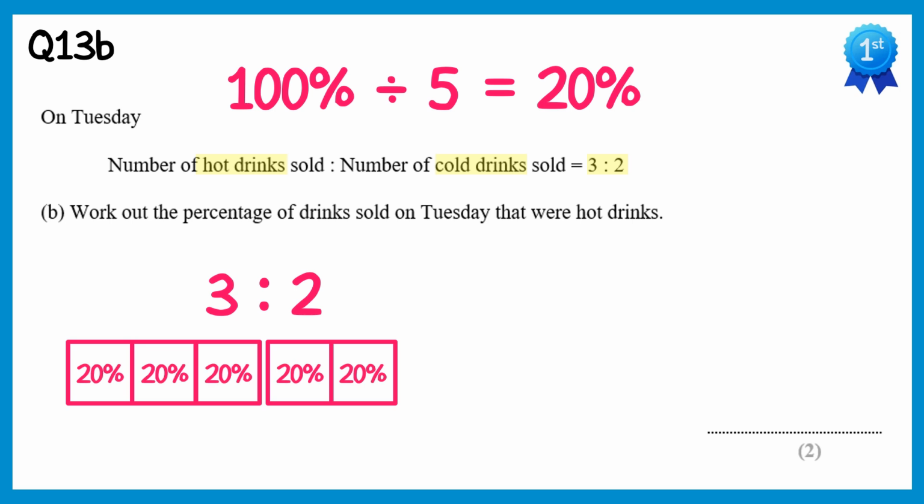Now we're asked for the percentage of drinks that were hot drinks in the question, and that's represented by the 3 parts in the ratio, so we need these 3 boxes here. So 20%, 20%, and another 20% gives you 60%, which is the answer to the question.